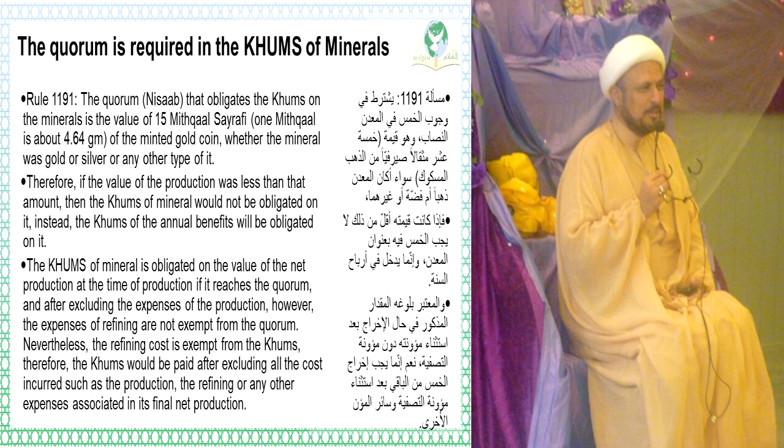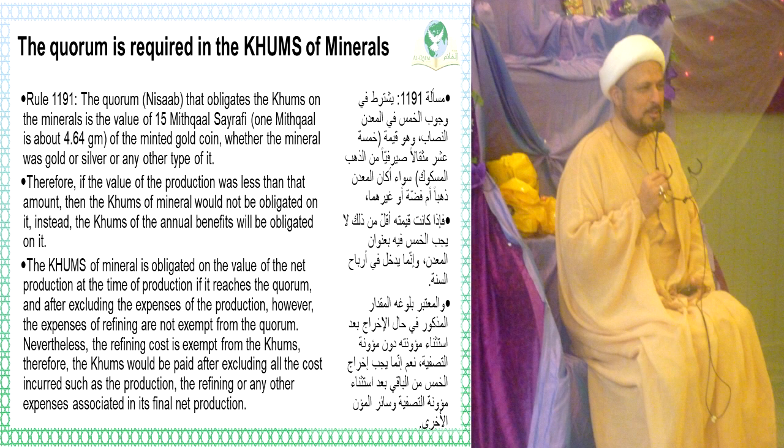سَوَاءٌ كَانَ الْمَعْدِنُ ذَهَبًا, it doesn't matter whether the mineral was gold, it has to reach this quorum, this specific amount. سَوَاءٌ كَانَ الْمَعْدِنُ ذَهَبًا أَوْ فِضَّةً, whether this mineral was gold, or it was silver, أَوْ غَيْرَهُمَا, or it was other than these two. فَإِذَا كَانَتْ قِيمَتُهُ أَقَلَّ مِنْ ذَلِكَ, therefore if the value of the extracted mineral was less than this amount, لَا يَجِبُ الْخُمُسُ فِيهِ, khums will not be obligated in it.